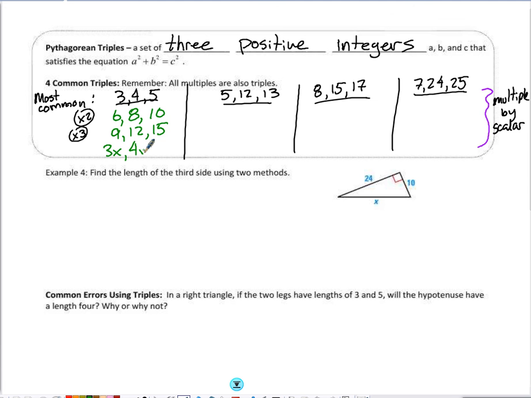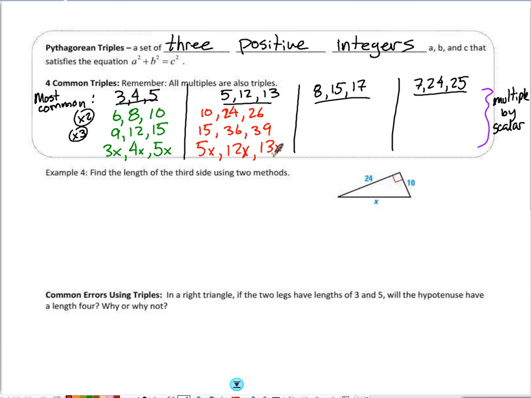That's true. The same thing would be true for 5, 12, 13. 5 times 2 is 10. Sorry, 12 times 2 is 24. 13 times 2 is 26. And the same thing would be true when multiplying by 3: 15, 36, 39 are sides of a right triangle. So again, these ratios are very helpful to memorize if you're trying to remember all of your triples.